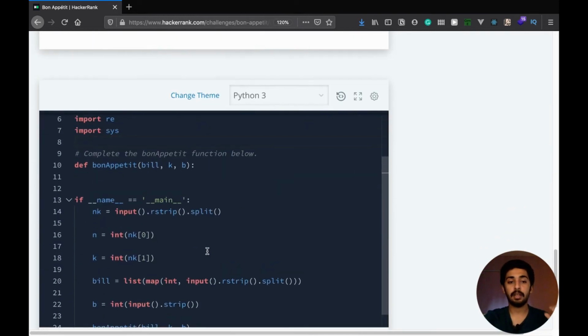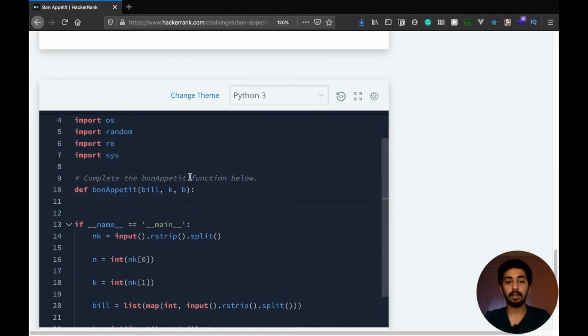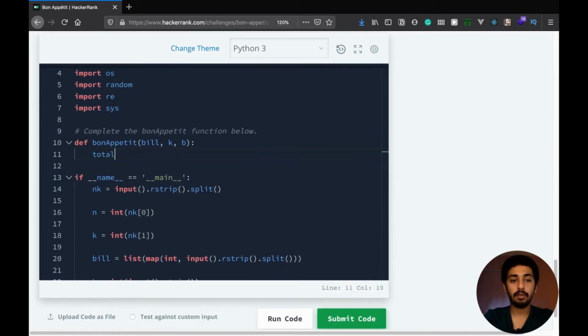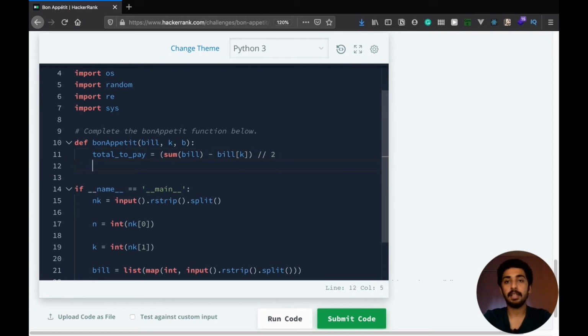Alright, so now getting into implementing this function, first we need to figure out how much Anna has to pay. So total to pay is equal to the sum of bill minus the amount of the kth item in the bill. What we are doing is summing up all the items in the bill, and then deducting the amount of the item at the kth index because that item Anna didn't eat, and we'll divide it by 2 because Anna's portion is half of that. And I'll just do floor division to be careful. What floor division does is it truncates the decimal part in case we have some.